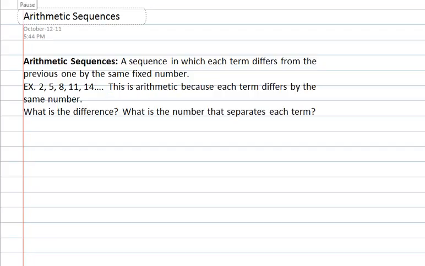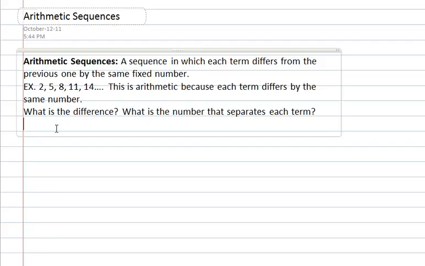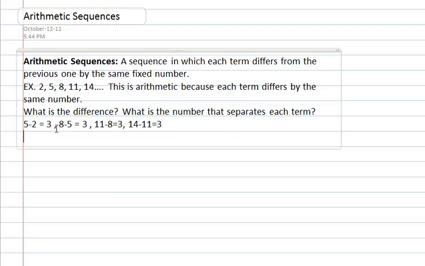Well, if we take a look at it, we could say that the difference between 2 and 5, or 5 take away 2, is 3. So is 3 that number? Well, take a look at the next term. We could say that 5 and 8, the difference is 8 take away 5, which equals 3 as well. And then you could say the same thing with 11 take away 8. That would also give us 3. And of course 14 take away 11 is also 3. So it is arithmetic because there is the same difference between each term.